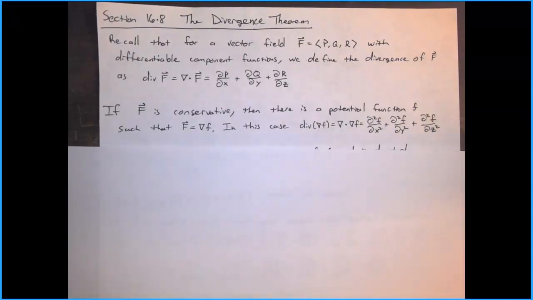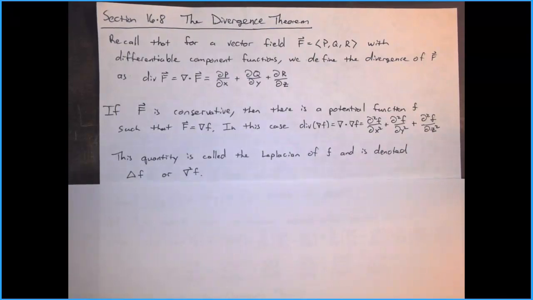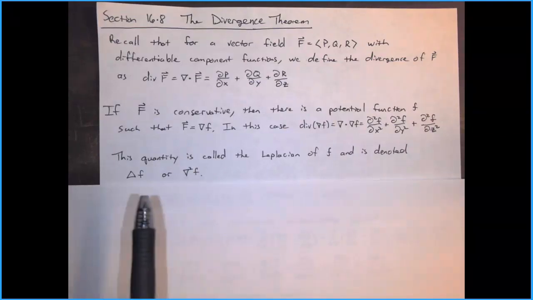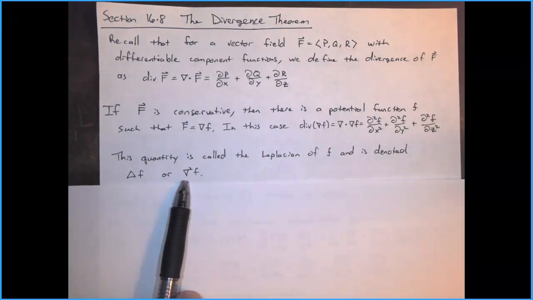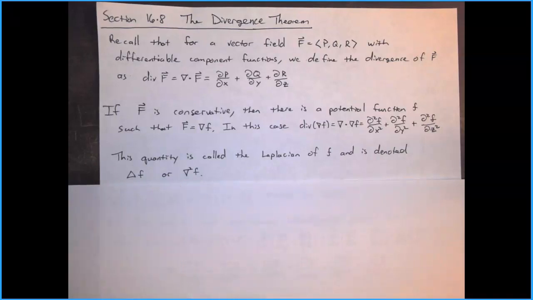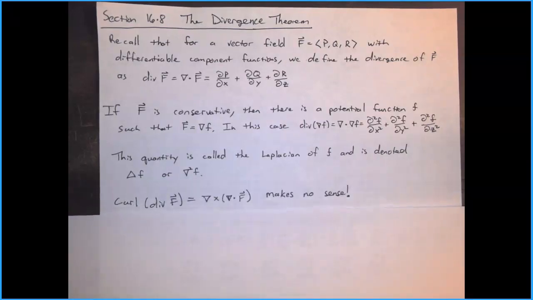So I don't get any of the mixed partial derivatives in here. Now this is an important quantity. It's called the Laplacian, and it shows up in a lot of partial differential equations. It shows up in physics and engineering examples and many examples in science. And it's either denoted with this delta or with the del operator squared.